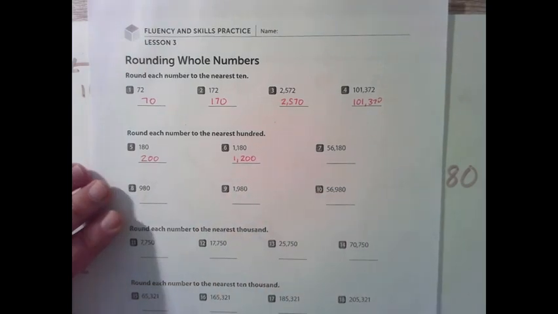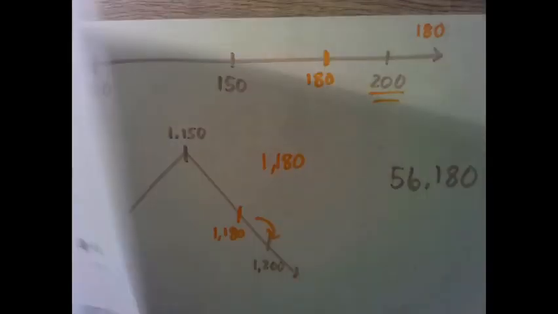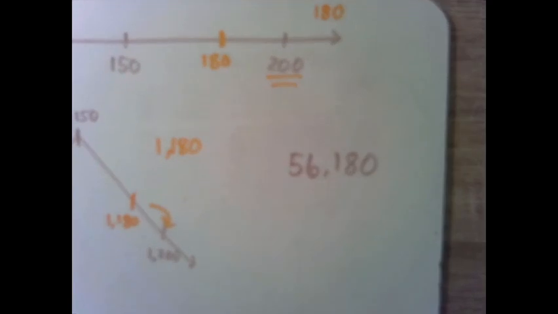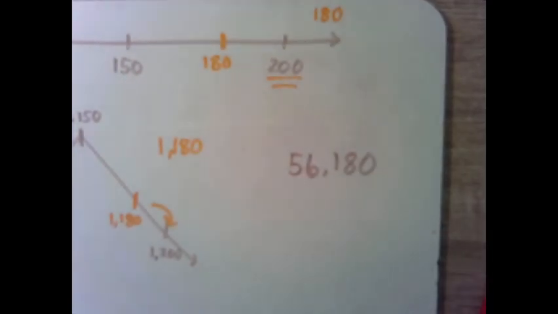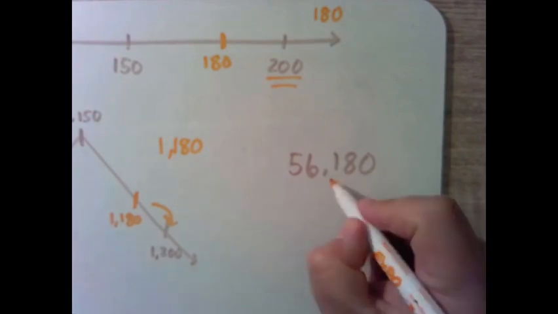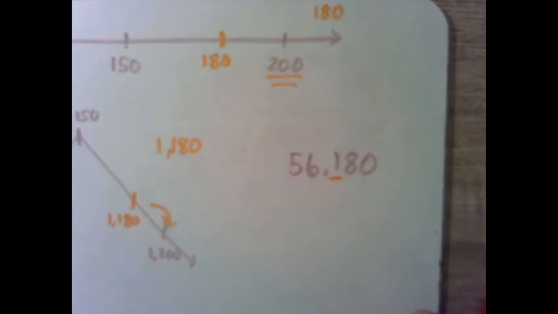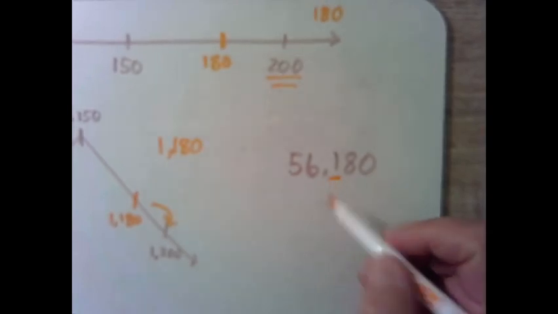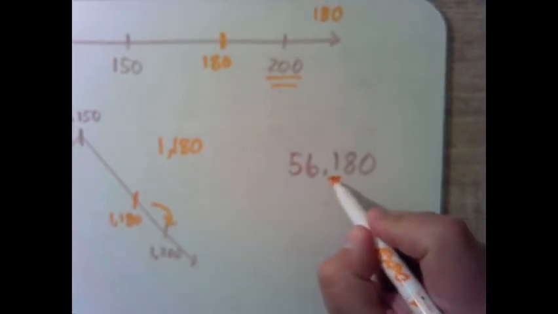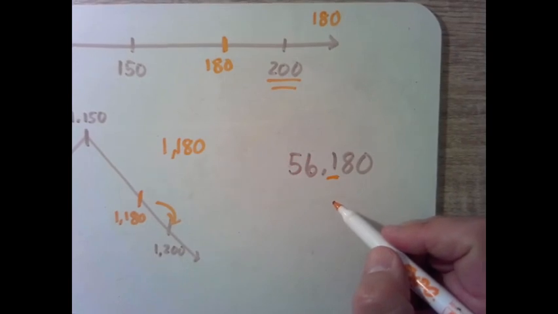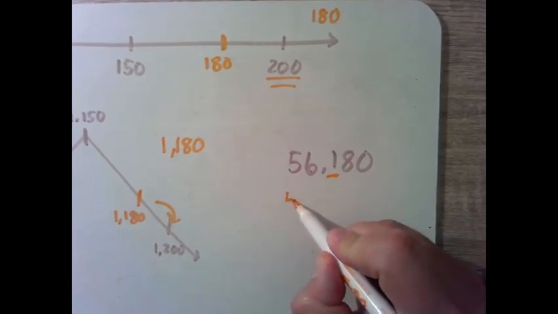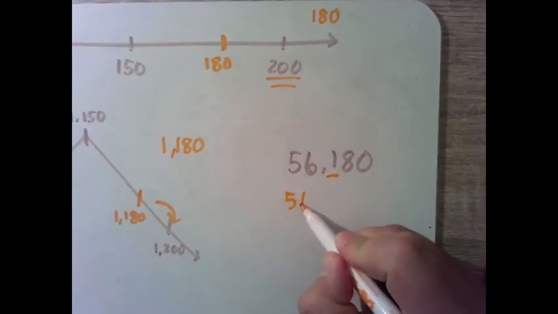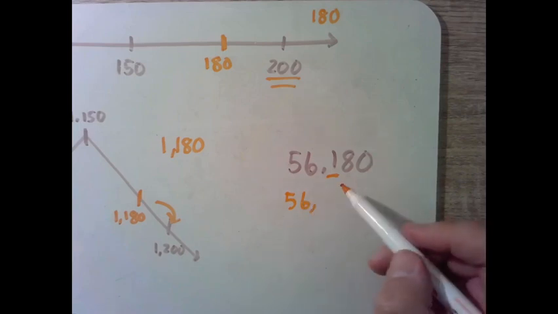All right, so for number 7, I'm going to go back to this boss method over here. So we're trying to round 56,180 to the nearest 100. Since we're rounding to the nearest 100, again, the digit we're underlining is the digit in our hundreds place, which is this 1. Okay, so again, when you're using the boss method, you put the stop sign under the digit you're rounding to. So you rewrite the 5, you rewrite the 6, rewrite the comma, and then you stop.